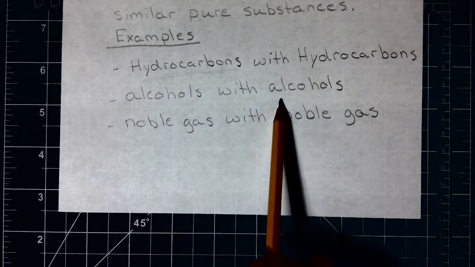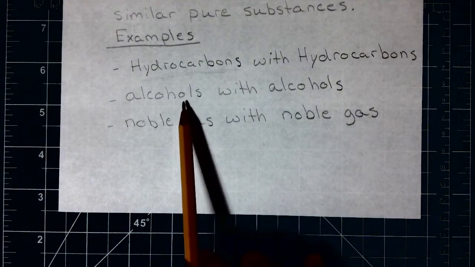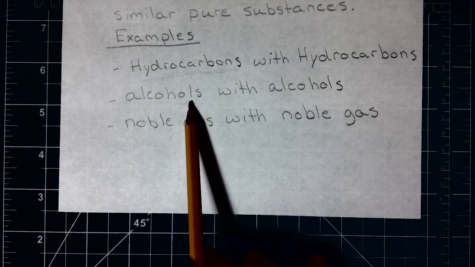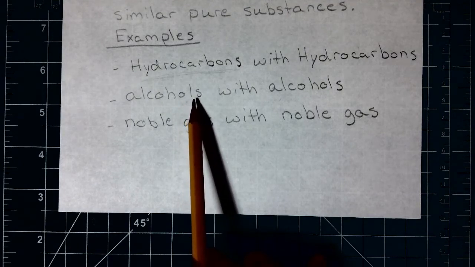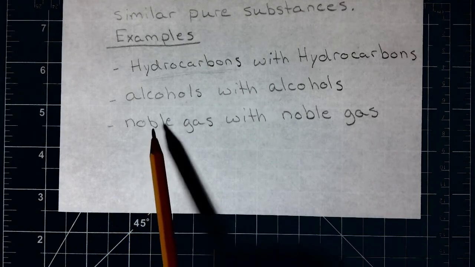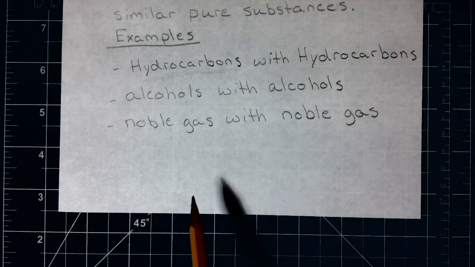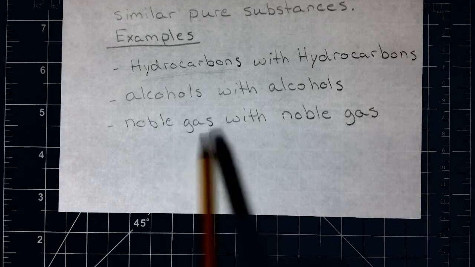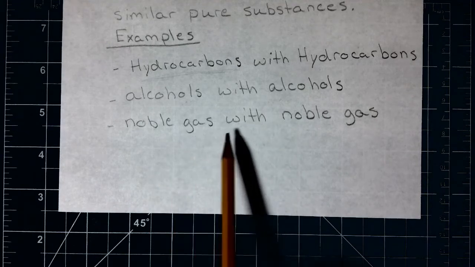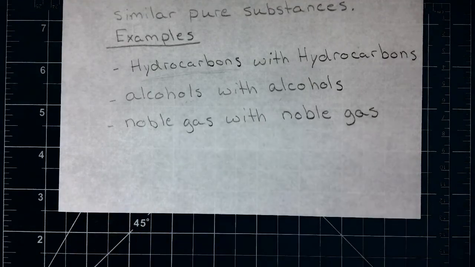Alcohols with other alcohols. So there are different kinds of alcohols. We can have methanol. We can have ethanol, which is a typical alcohol that's like a beverage. Isopropanol we've seen is like rubbing alcohol and stuff. So if you have two different kinds of alcohols, they're going to tend to form ideal solutions. And then maybe like a noble gas with another one of the noble gases. They hardly interact with each other at all. It's pretty easy to have ones that have pretty different properties, but still are going to form an ideal solution when you're talking about noble gases.